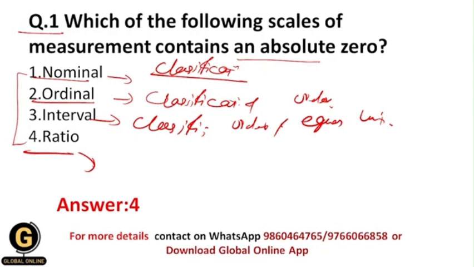0 point represents absence of the attribute being measured. It means it represents absence of the variable being measured. Okay, this means that ratios between values on this scale are meaningful and can be used for mathematical calculation. So examples like measures of weight, then measures of height, measures of distance, and measures of time. Okay, and that's why your correct answer should be 4, that is ratio scale.